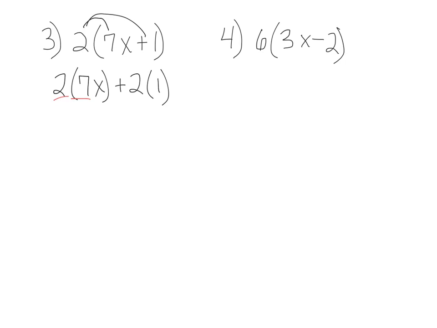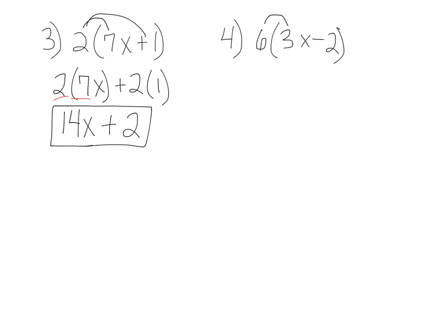For the 2 times 7x, the number parts we can multiply. So 2 times 7 is 14. So this is 14x. Just like if you did 2 times 7, you get 14. 2 times 7x is 14x. And then 2 times 1 is 2. And again, we don't know what x is equal to.